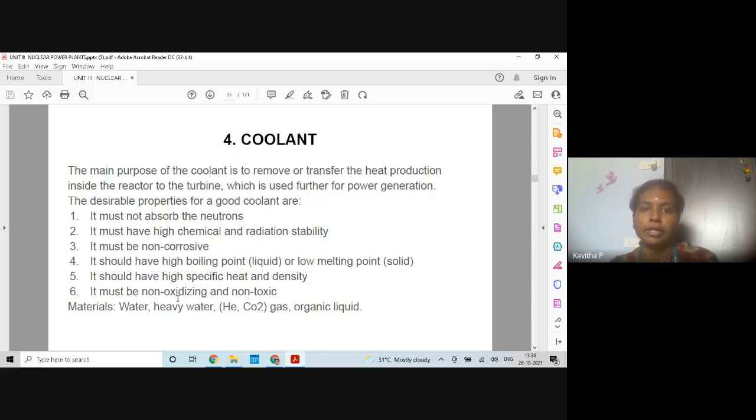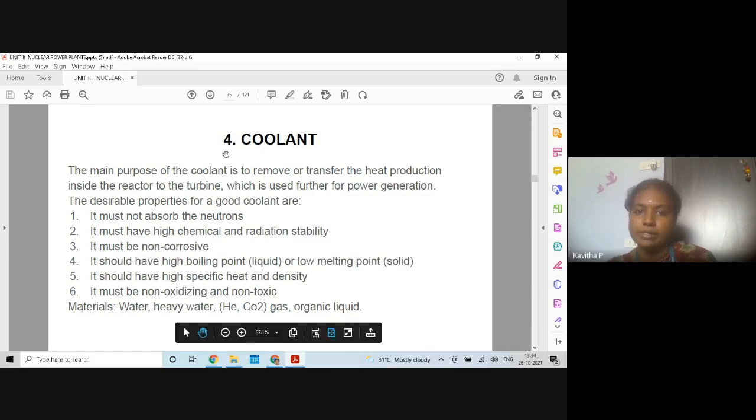Next one is the coolant. In the fission process, enormous amount of heat energy is also generated. So in the reactor, it is always very important that we maintain the pressure and temperature within permissible limits. Since it is a continuous chain reaction, there are more chances for enormous amount of heat energy to be generated. In order to maintain the temperature, we make use of coolants. So coolants will make sure that the temperature is always maintained within the permissible limits.